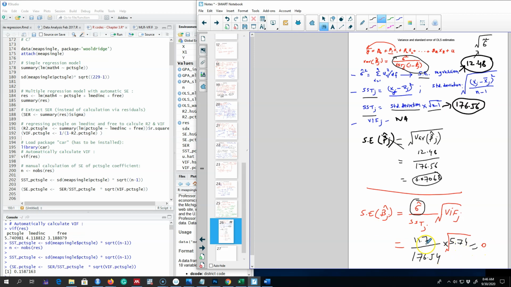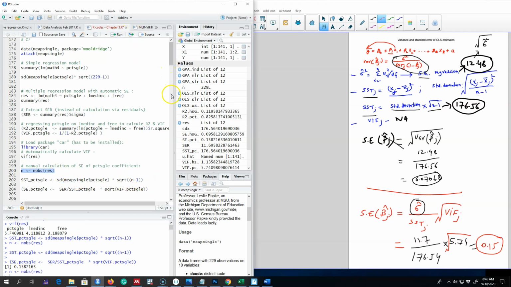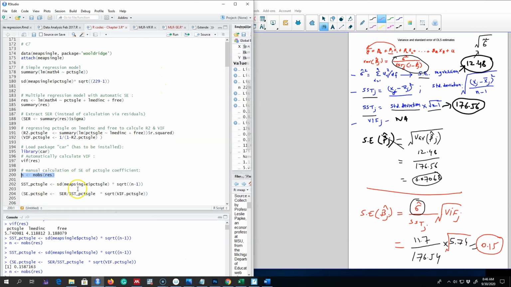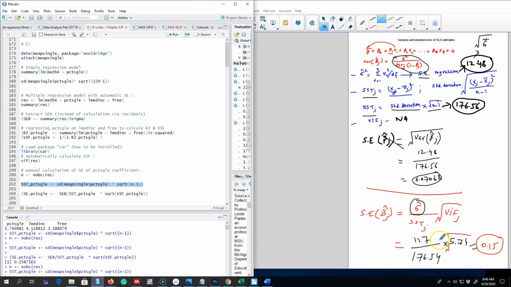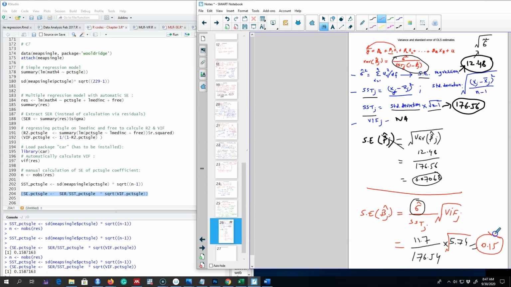So if we divide this by this and multiply it by the variance inflation factor, we'll get 0.15. So that's the standard error of PCT single. I'm going to use this formula. What I'm doing here is saving the number of observations, n, and then calculating SST, which is exactly what I did in my earlier example. It's exactly the same thing. I'm multiplying the standard deviation by the square root of n-1 to get this term, and then I'm plugging everything into the whole formula and getting the standard error, which is 0.158, exactly equal to this.